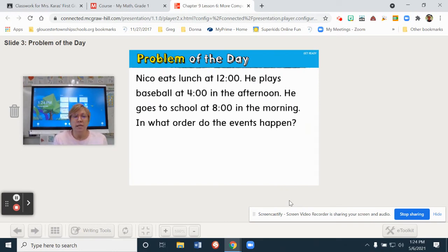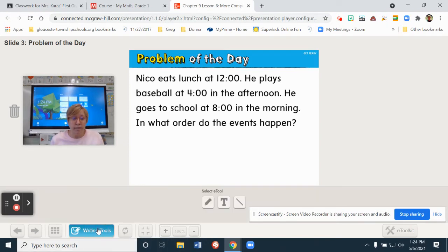Nico eats lunch at 12. He plays baseball at 4 in the afternoon. He goes to school at 8 o'clock in the morning. In what order do the events happen? Okay, so he eats lunch at 12 o'clock. He plays baseball at 4 o'clock in the afternoon, and he goes to school in the morning. So they specifically said in the morning.